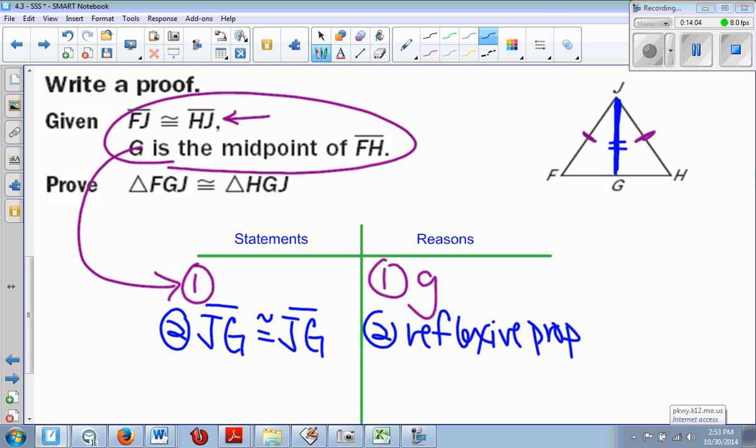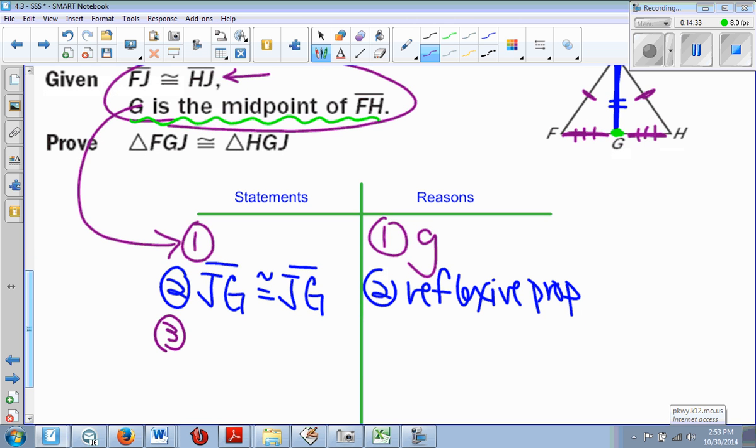So that actually gives me my second congruence, and my job is only to find one more. What you want to pay attention to now is what's in the given. It says that G is the midpoint of FH, and if you remember what midpoint means, it means that it's directly in between F and H. So the distance from F to G and H to G is exactly the same. So we're going to make a congruent statement saying that FG is congruent to HG. And again, we know that because of the definition of this word. So my reason: definition of midpoint.